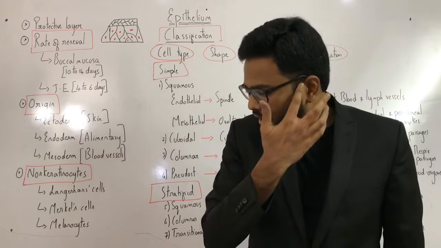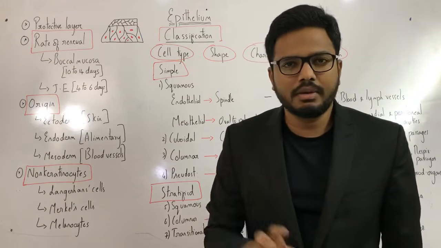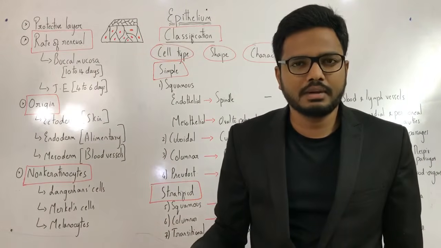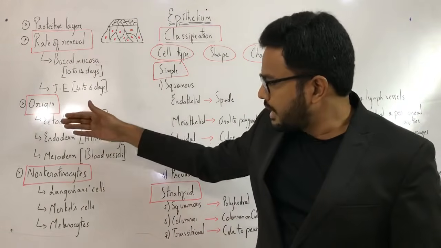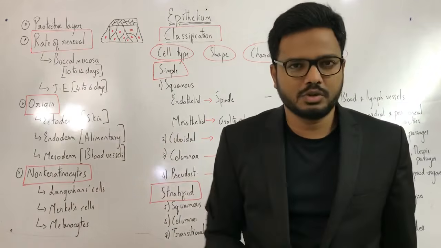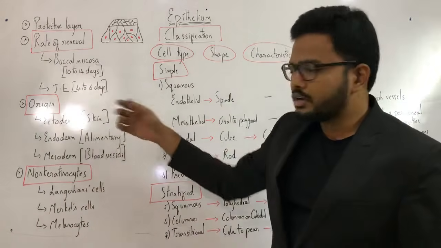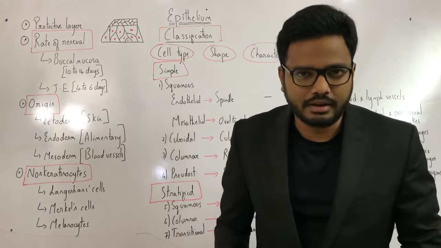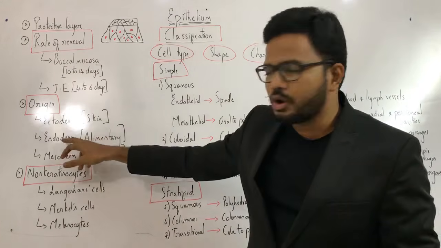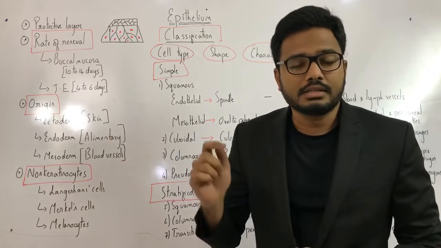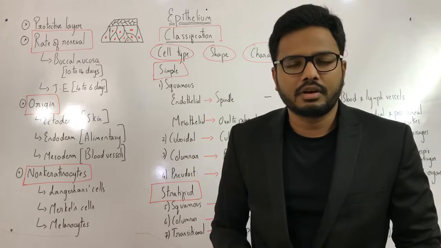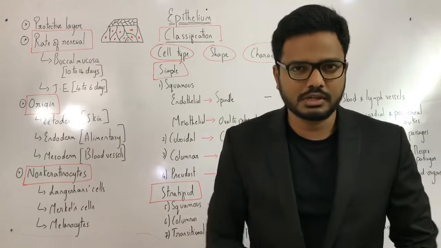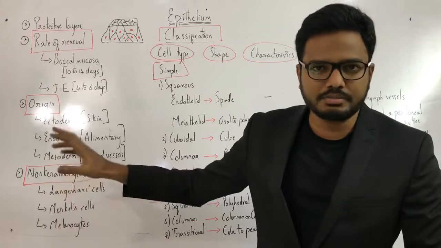We often just assume that epithelium has its origin only from ectoderm, but in fact epithelium has origin from ectoderm, endoderm, as well as mesoderm. The best examples: ectoderm, skin, and the epithelial lining of alimentary tract is having its origin from endoderm, whereas the epithelia covering your blood vessels, that is your endothelium, has its origin from mesoderm. So this is very, very important. You can just make a note of it.